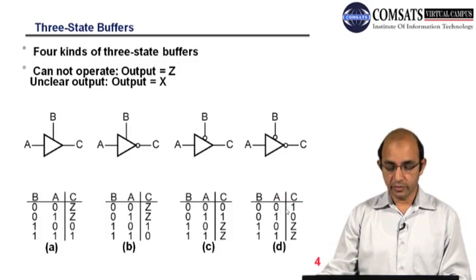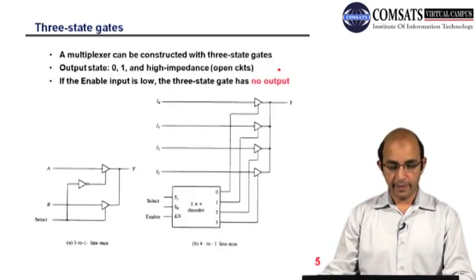So A0 C1, A1 C0, right. Here we have B1, right. So irrespective of the input, we have high impedance. So it means the input is not communicated to the output, or it is acting as an open switch, right.